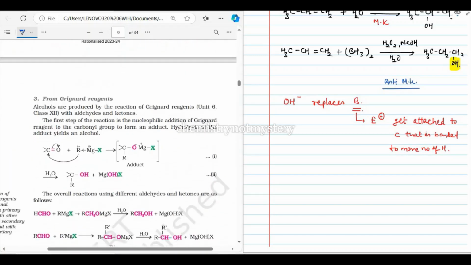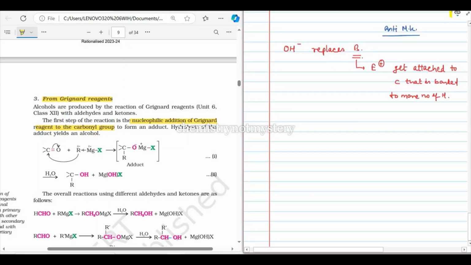Now come to the third method. The third method is from Grignard reagent. The alcohols are produced by the reaction of Grignard reagent with aldehydes and ketones. The first step of the reaction is the nucleophilic addition of Grignard reagent to the carbonyl group to form an adduct. Hydrolysis of the adduct yields an alcohol. So let's try to understand how this reaction takes place.